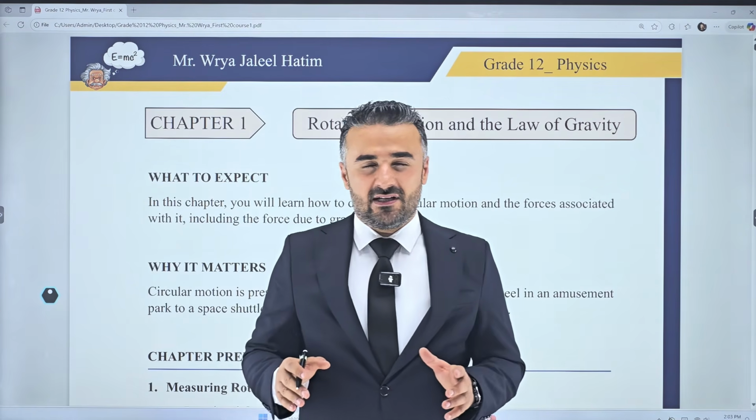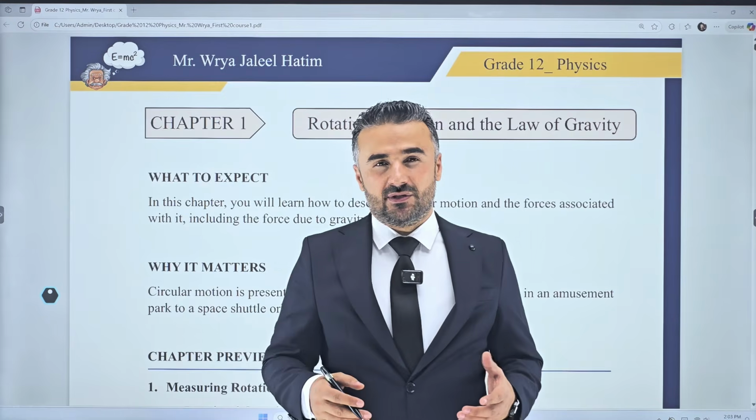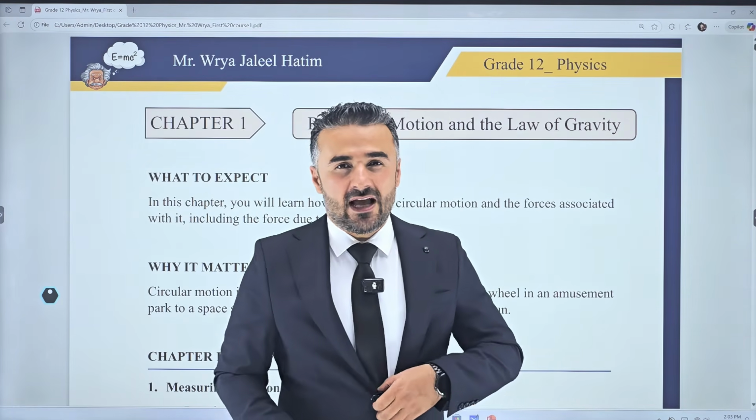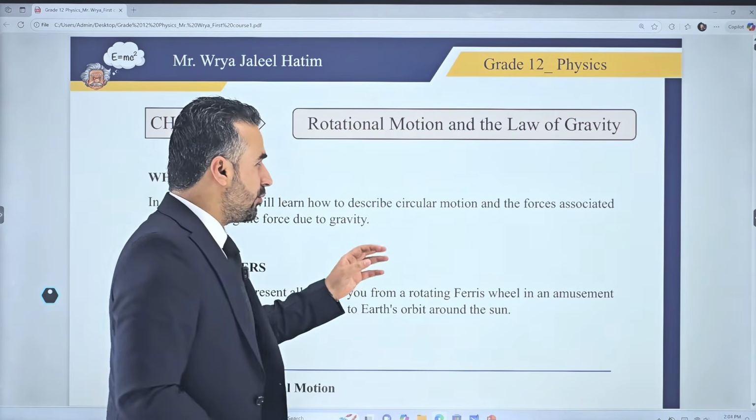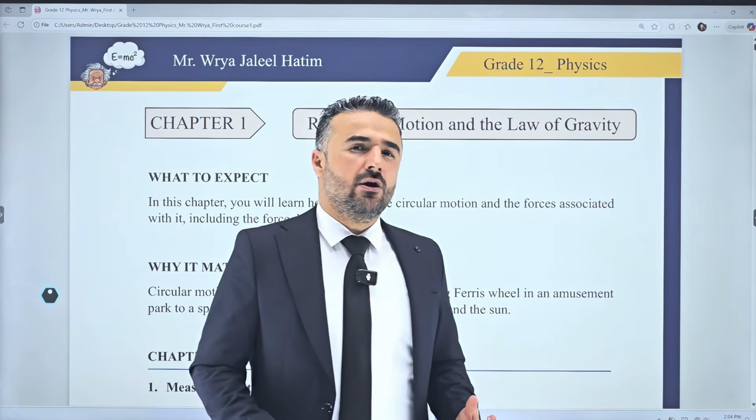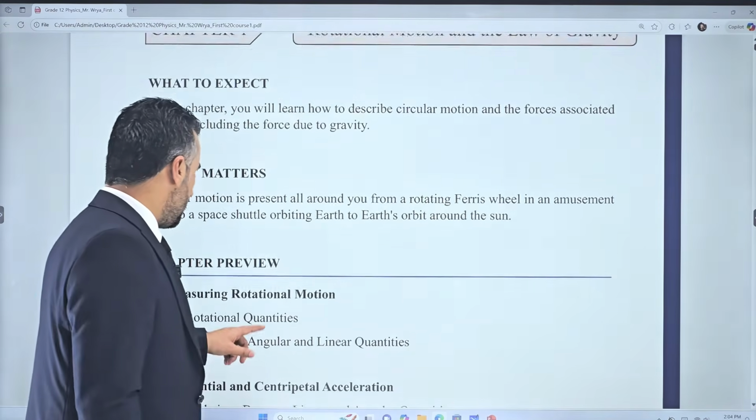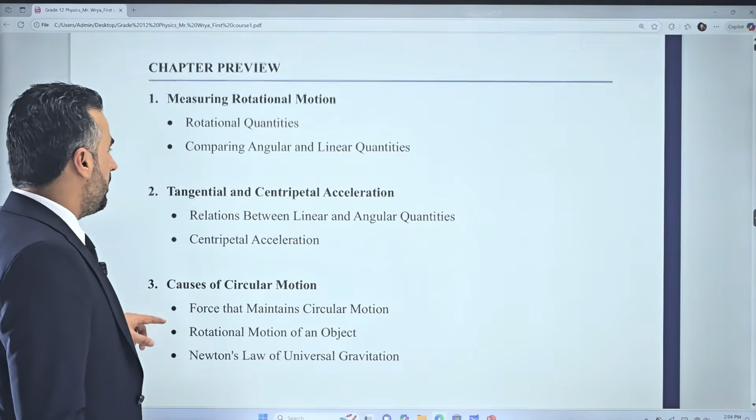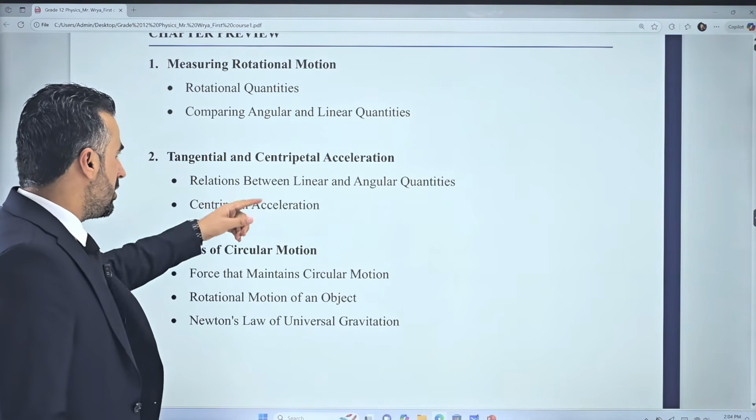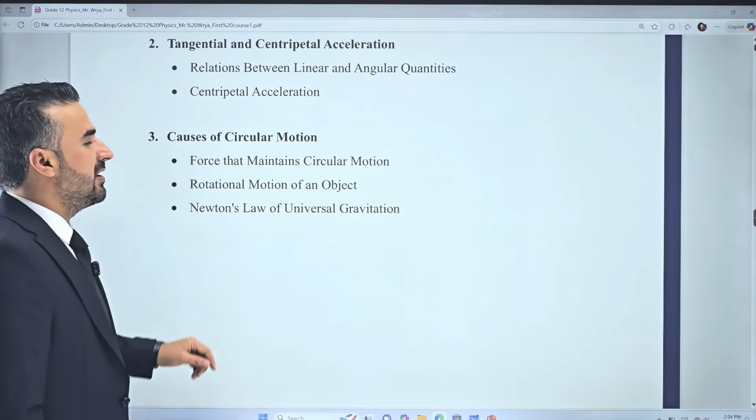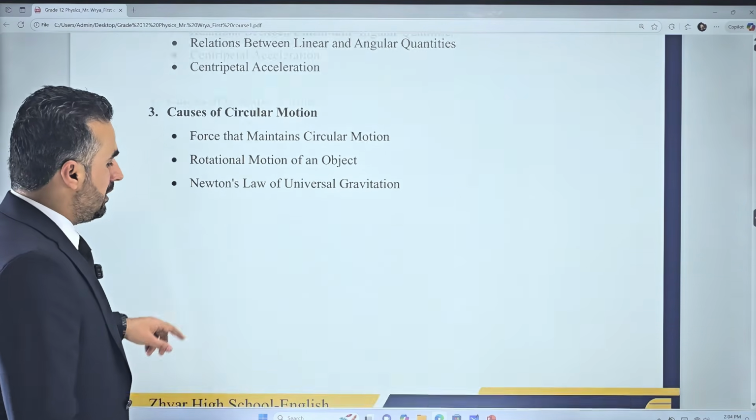In grade 12 physics, we have 9 chapters, and of course, we'll explain each chapter at a time. The first one is about rotational motion and the law of gravity. What are we going to learn in this chapter? We're going to learn about measuring rotational motion, and after that, tangential and centripetal acceleration. We'll talk about the causes of circular motion too.